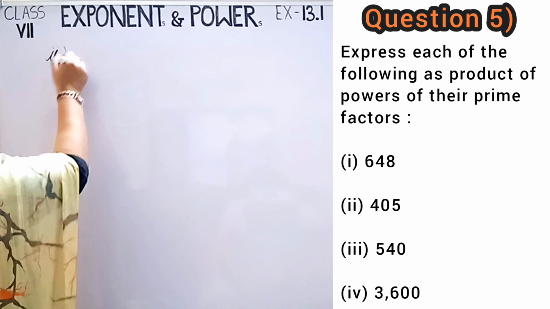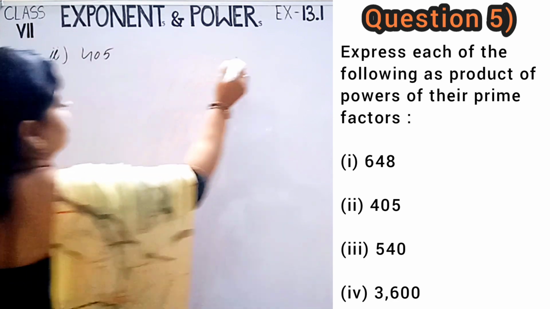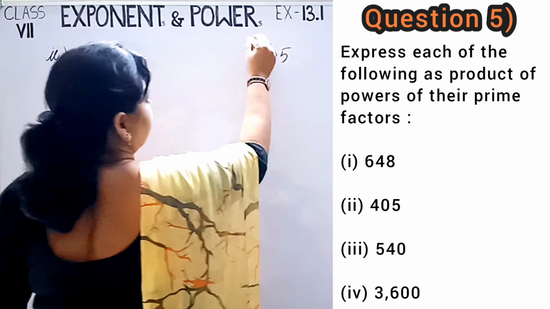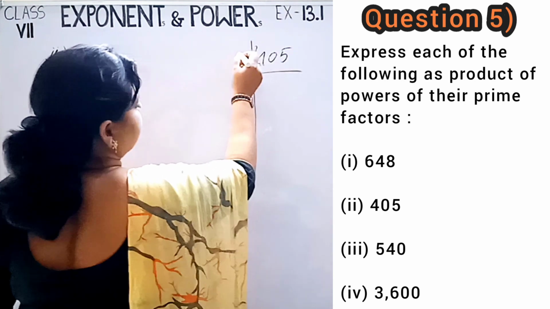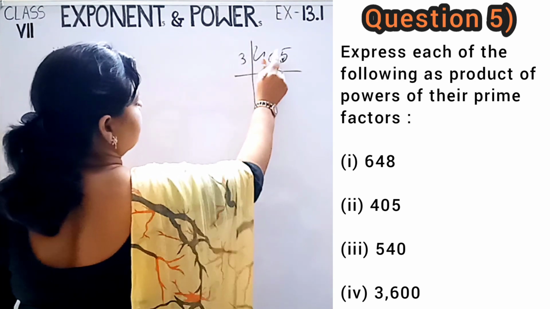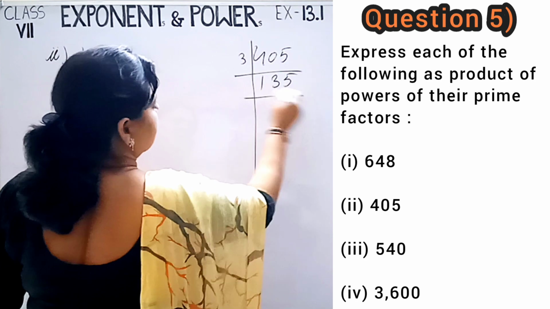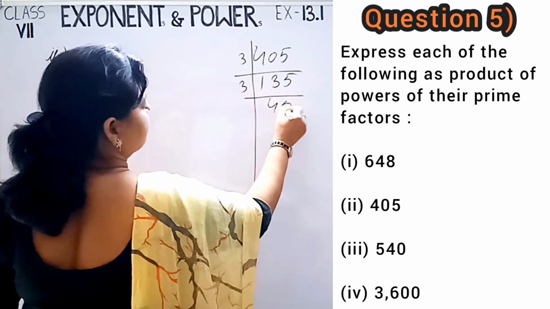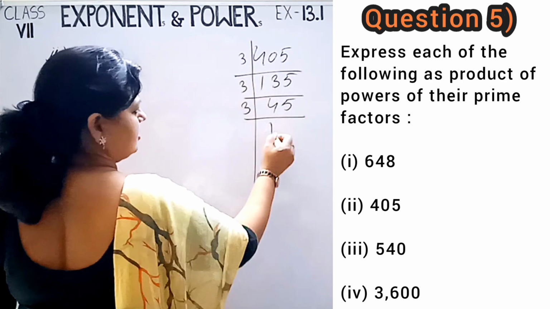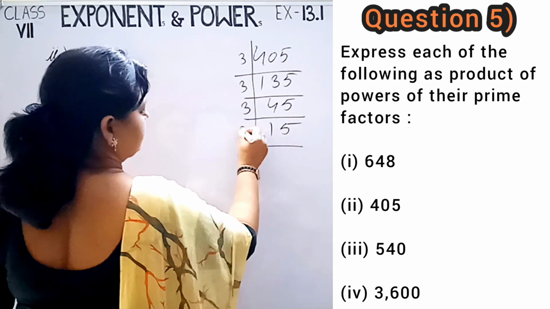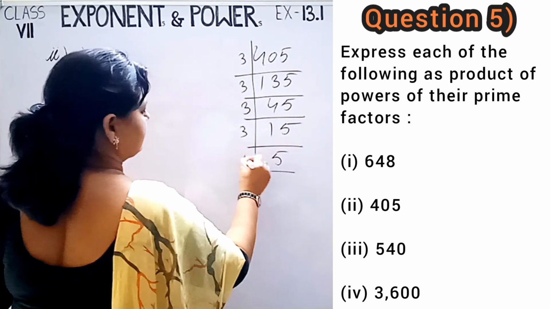Second part, 405. So first step is we have to do prime factorization of 405. So 3 1s are 3, 3 3s are 9, 3 5s are 15. Now 3 4s are 12, 3 5s are 15. 3 1s are 3, 3 5s are 15. 3 5s are 15. Now 5 1s are 5.